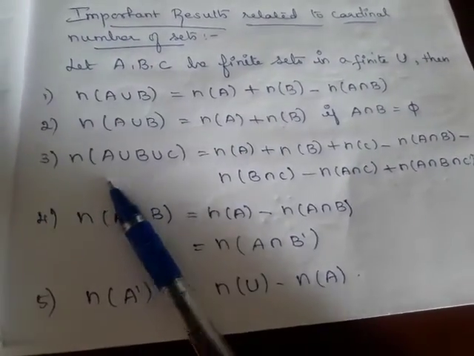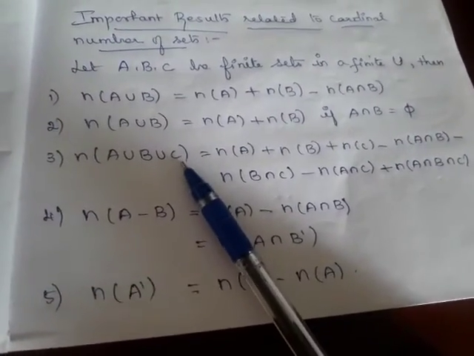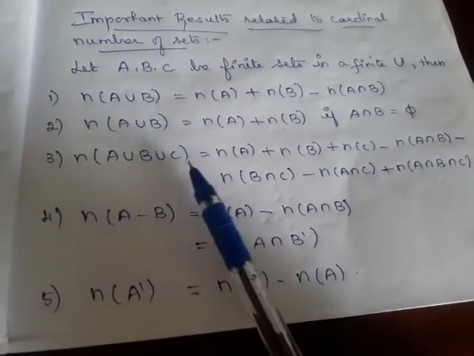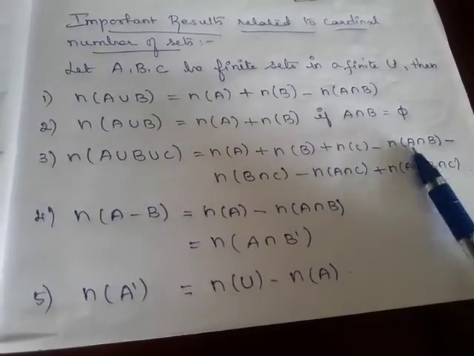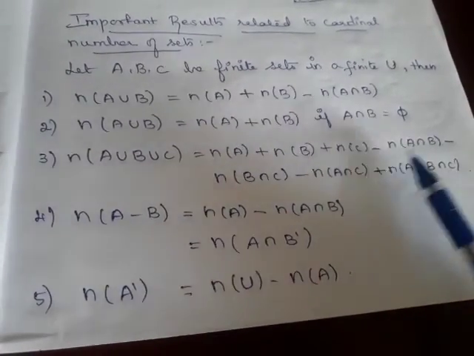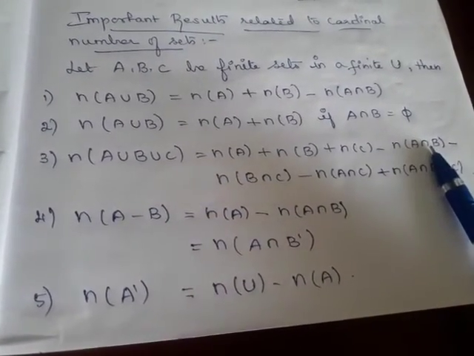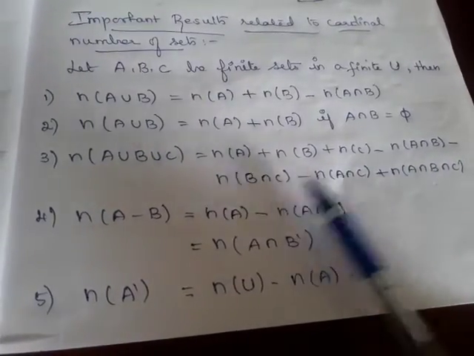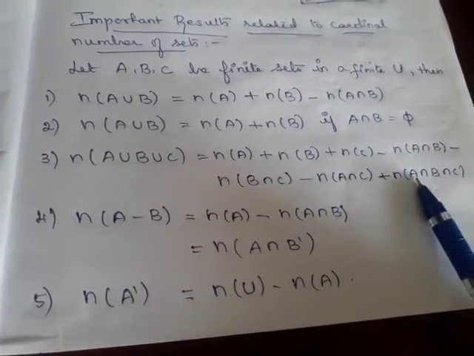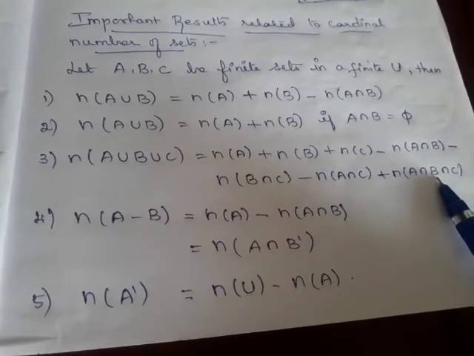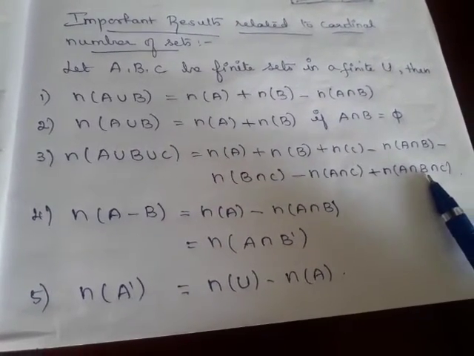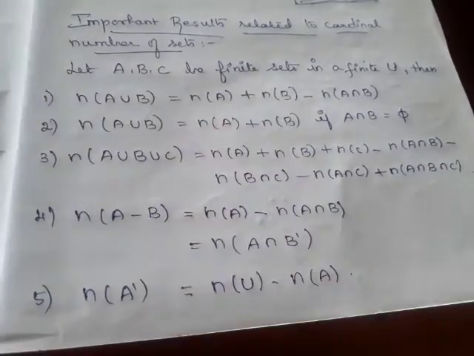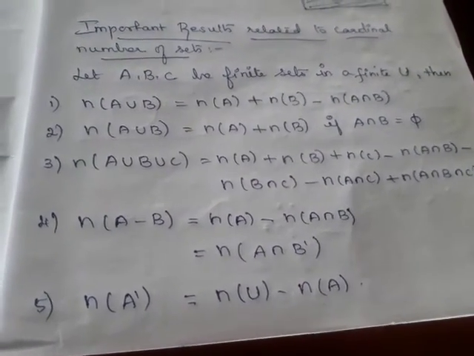The third result is just the extension of A union B for 3 sets. N of A union B union C is n of A plus n of B plus n of C. You should subtract the intersections of two sets at a time: minus n of A intersection B, B intersection C, A intersection C, and then you should add the number of elements in A intersection B intersection C. All the three sets' intersection you should add, right?